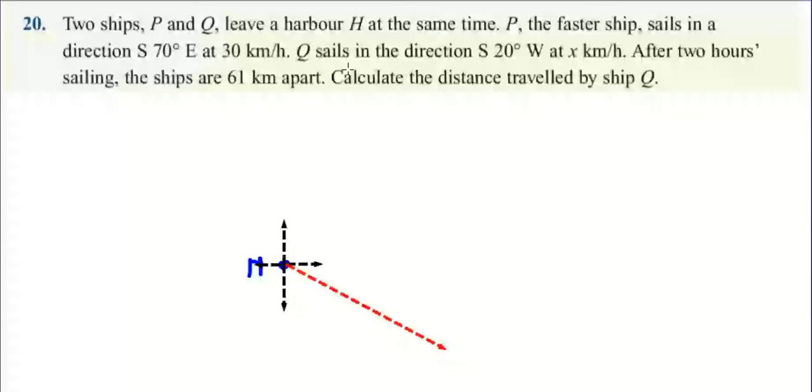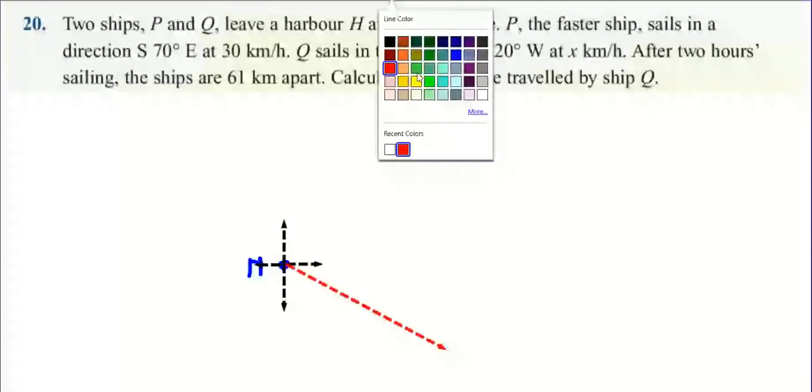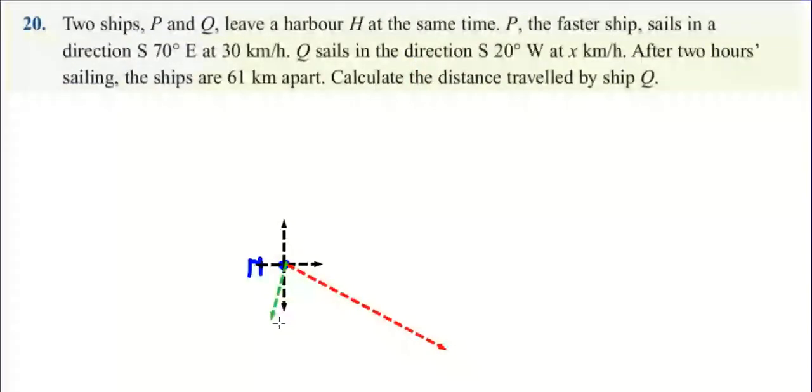The other ship, Q, sails in a direction south 20 degrees west. So I'm going to make ship Q a different color. We'll go to this. South 20 degrees west. So here's south, there's roughly 20 degrees, okay? After 2 hours, the ships are 61 kilometers apart. Calculate the distance traveled by ship Q.